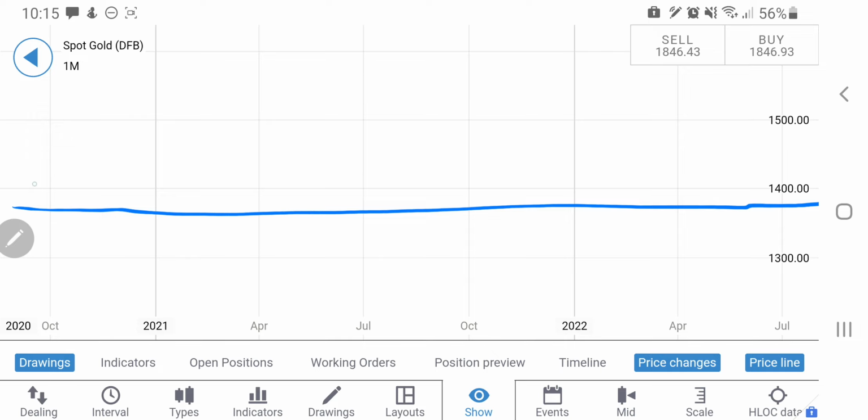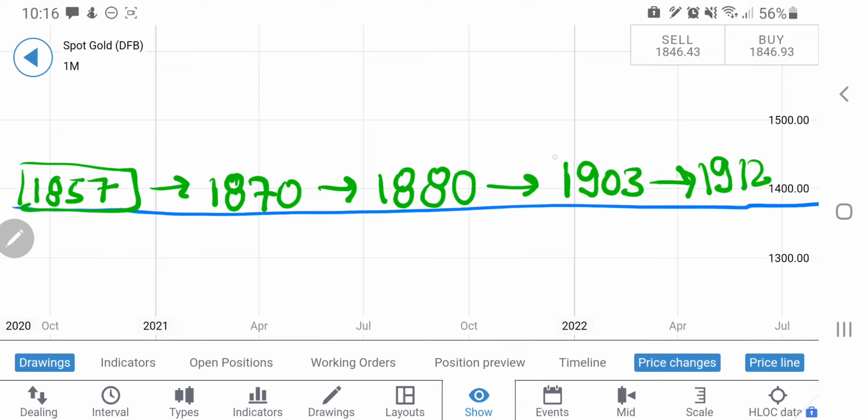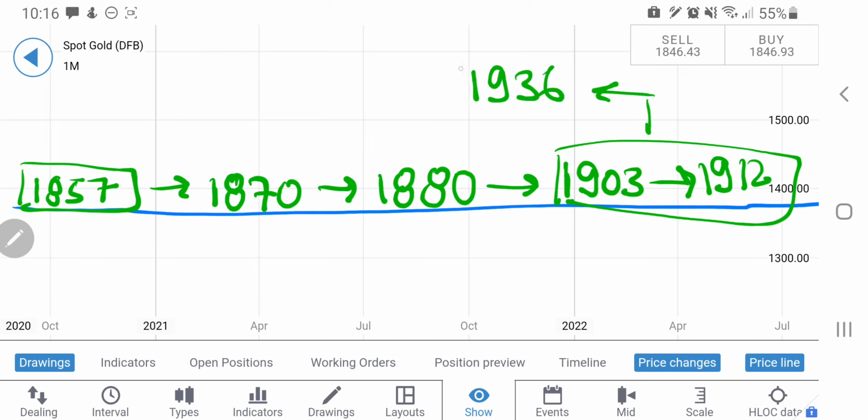Now here next week I will recommend you to go long at 1857. If you see gold trading above 1857, the next target is 1870 and then 1880. These two levels are going to be very strong resistance on the upside, and then it will try to hit 1903 and 1912. So yes, probably this is going to be a very strong resistance for it to go upside, beyond which I will directly expect it to hit 1936 levels.